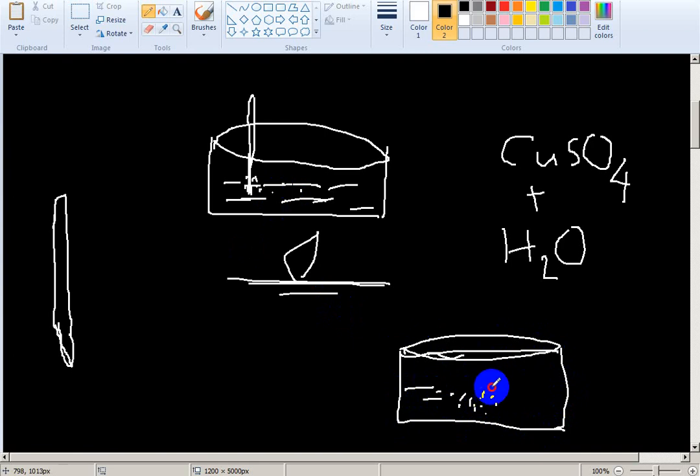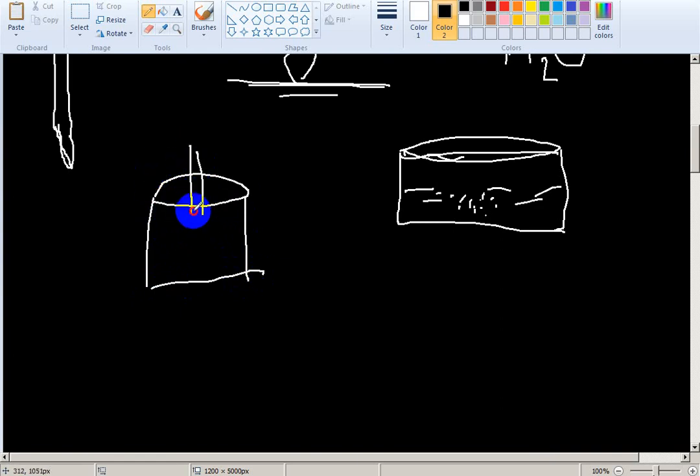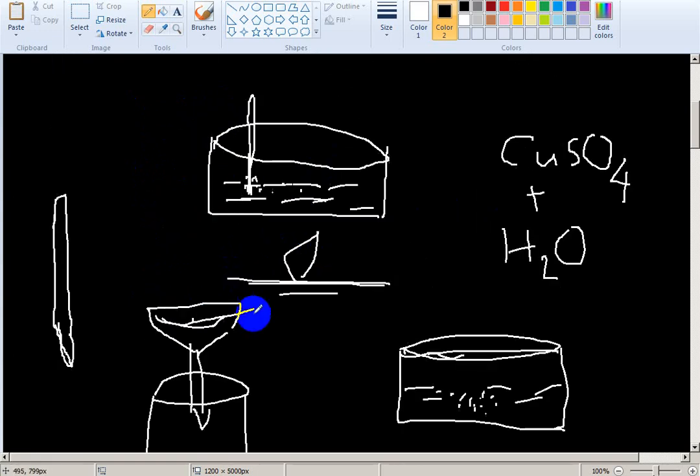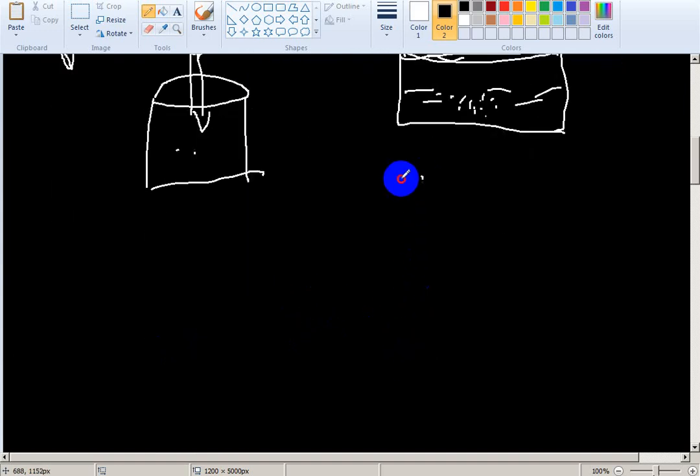Then by filter paper we will separate these crystals. The filter paper in this funnel will separate these things. Then the solid residue trapped in the filter paper, we can separate this way. This is the crystallization process. In crystallization a solid is separated, but this solid is a soluble solid.